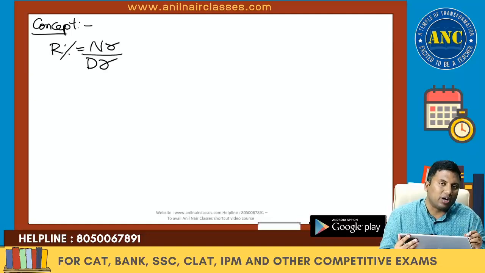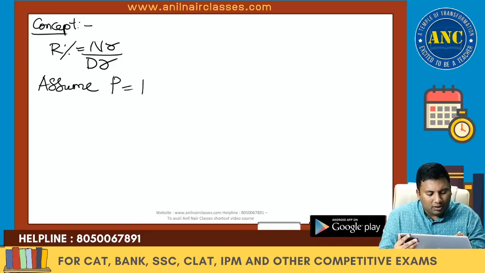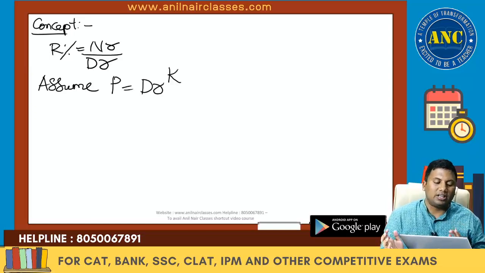I am happy that you are telling the answers. I am also unhappy, so let me explain the concept, but the answer does not matter to me. The way I solve the question matters. Assume principal equivalent to denominator power k. If R percentage is numerator by denominator, assume principal equivalent to denominator power k.